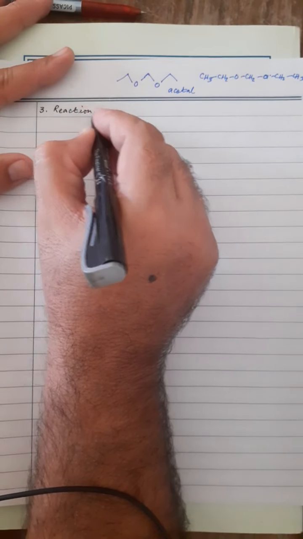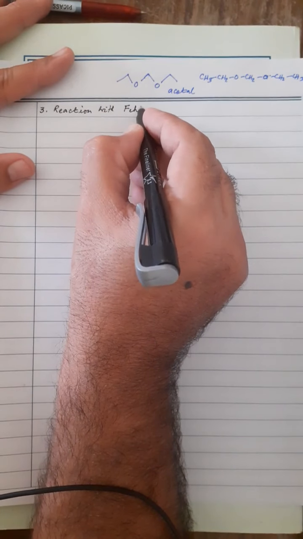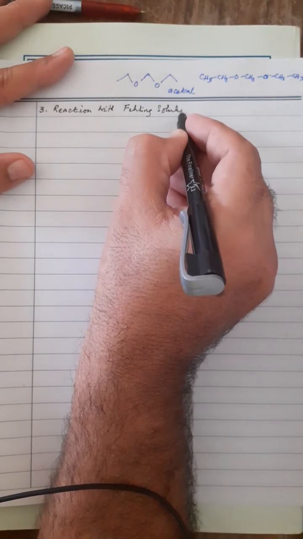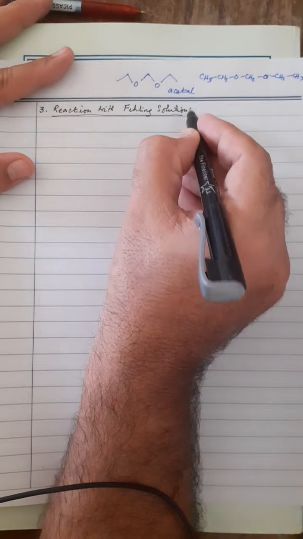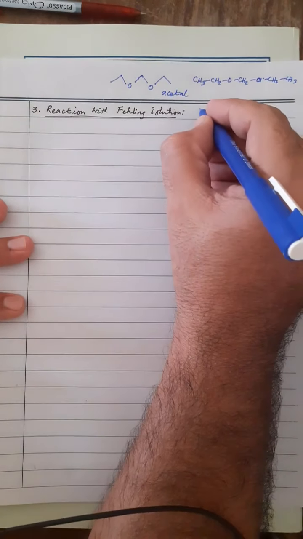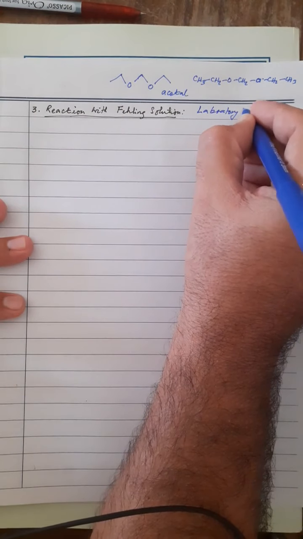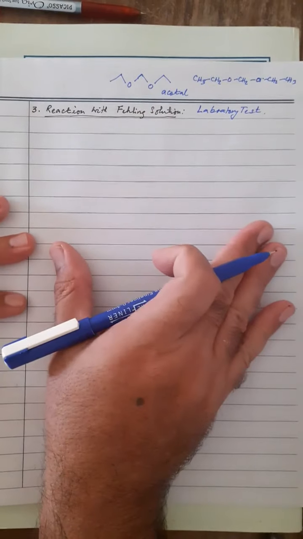Reaction with Fehling solution. And this third reaction is a laboratory test. What is it? Yes, it's a laboratory test to differentiate between aldehydes and ketones.